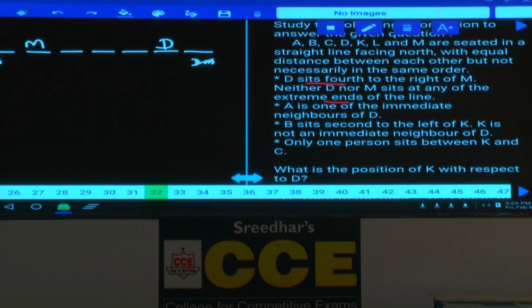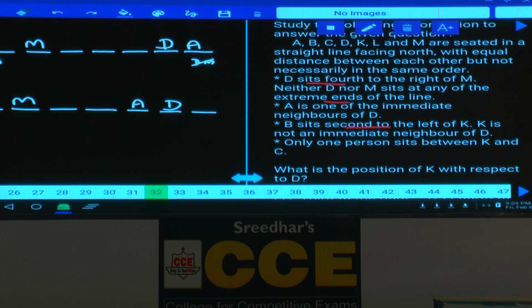D sits fourth to the right of M. Neither D nor M sits at an extreme end of the line. A is one of the immediate neighbors of D. As A is one of the immediate neighbors of D, how many possibilities do we have? A can be to the right hand side of D, or to the left hand side. Now, if M is here and D is here, A can be either right hand side of D or left hand side of D.